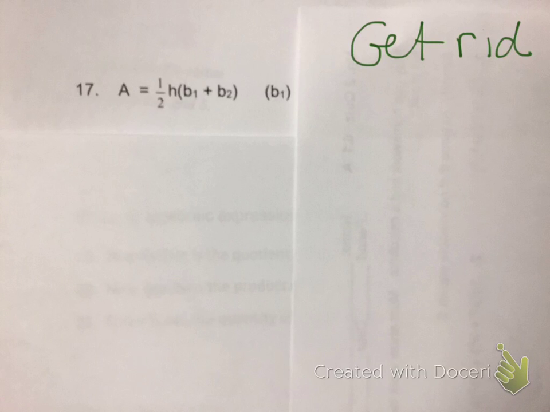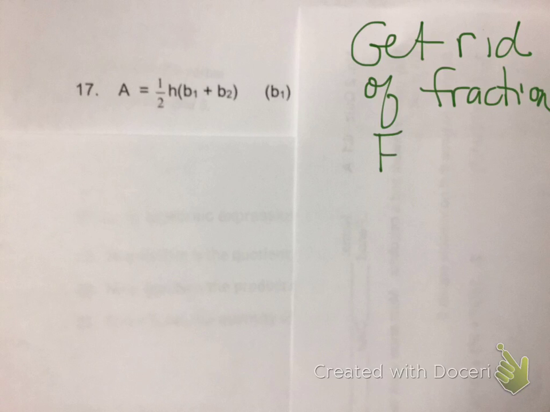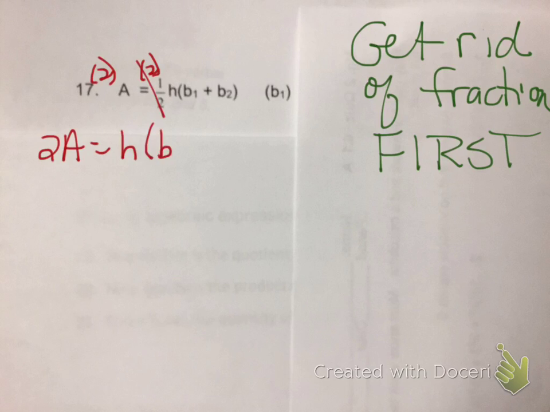Okay, look at 17. 17 is just like 16, except we're solving for b sub 1. We still have to get rid of the fraction first. So what are we going to do to get rid of the fraction first? We're going to multiply both sides by 2. Then we get 2A is equal to h times b1 plus b2.